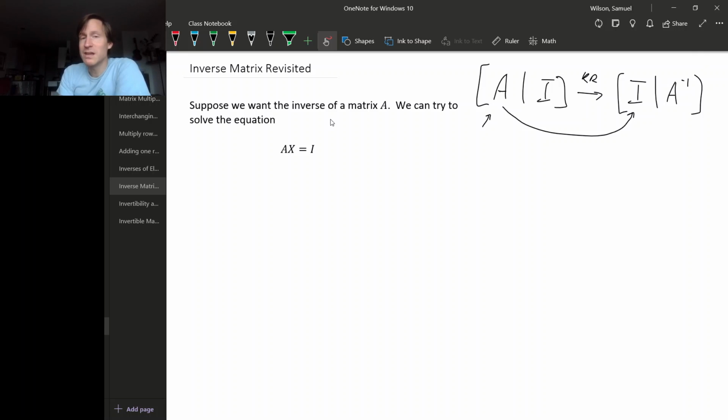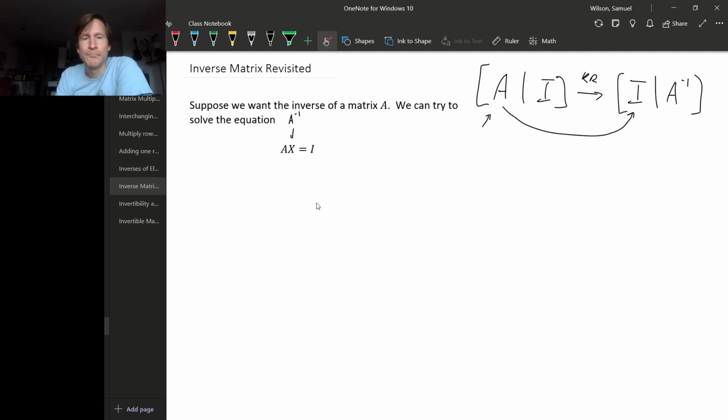So one way to think of finding an inverse matrix is that what we're really doing is solving this equation: A times some matrix X is the identity matrix. If we can find such a matrix X, then that matrix X will be the inverse of A. So just keep in your mind as we do this that X is really the inverse of A, or hopefully, if we can find it, it is.